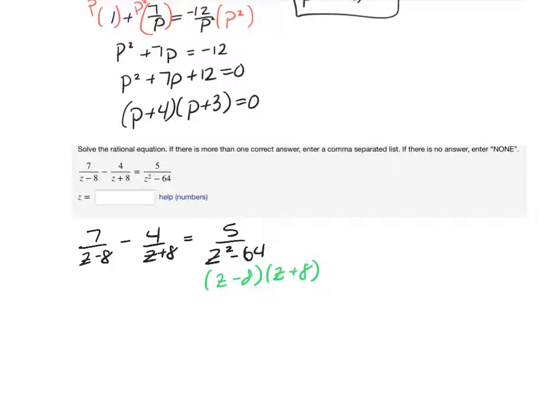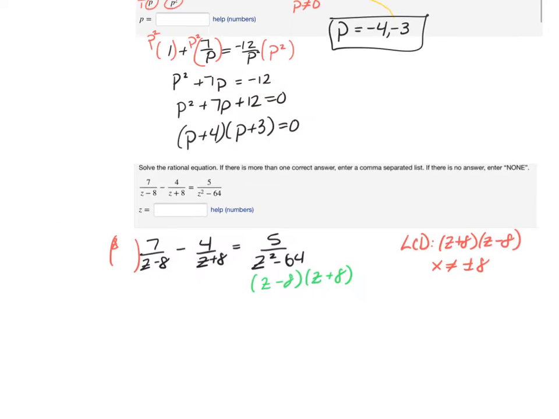And in this case, it's not, because the denominator is going to factor into z plus 8 and z minus 8. So my lowest common denominator is those two together, z plus 8 and z minus 8. Now my restrictions are z can't be positive or negative 8. So if any of my answers are positive or negative 8, then those are extraneous solutions. So as before, I'm going to multiply everything by my lowest common denominator. Let me give myself some more room.